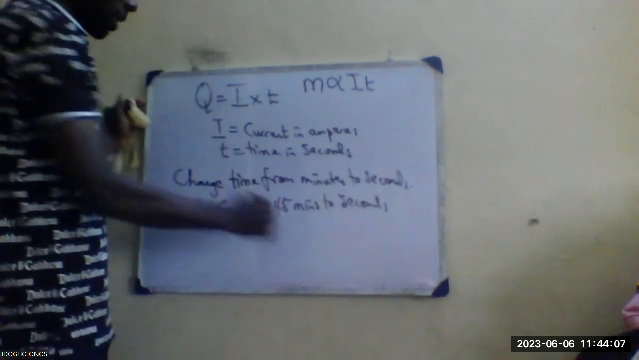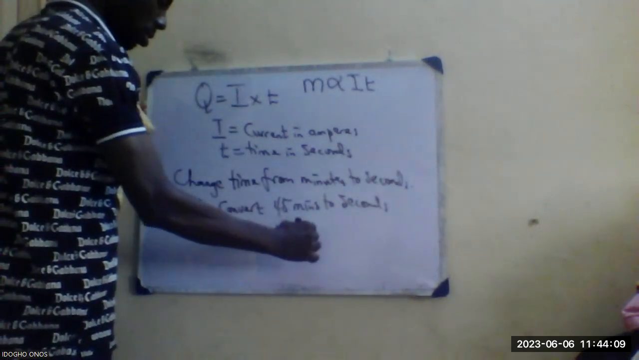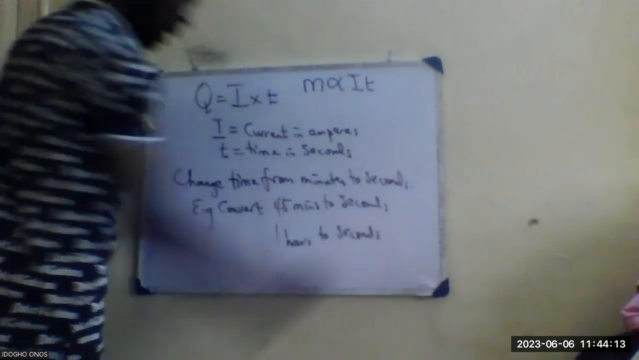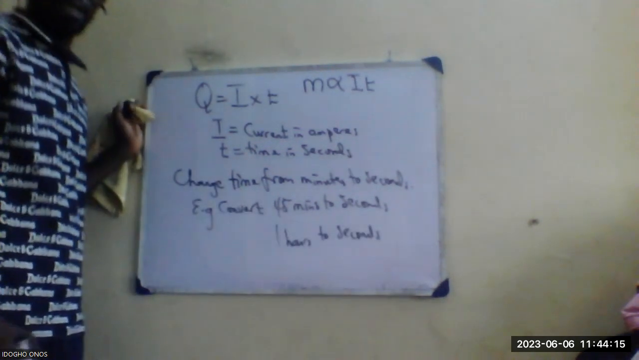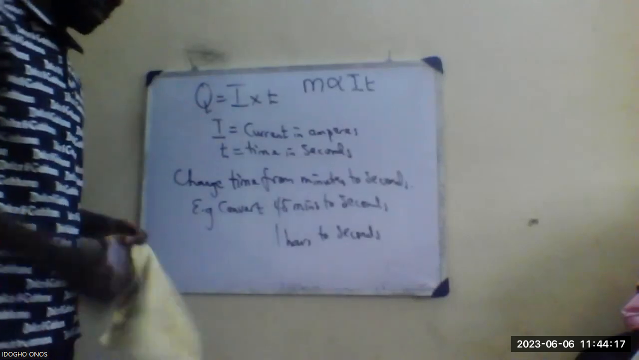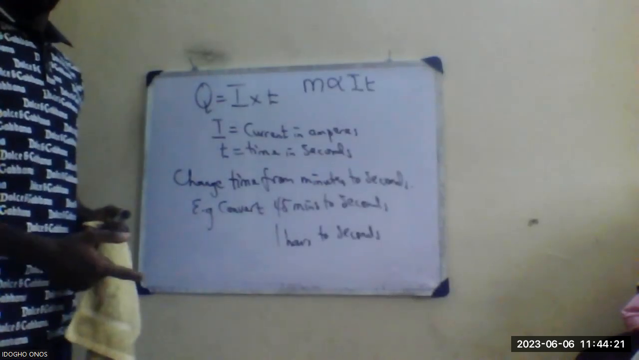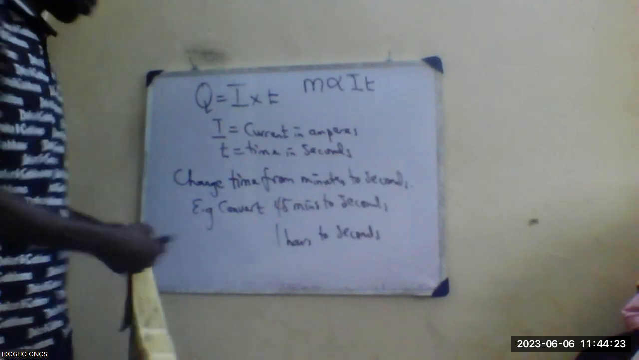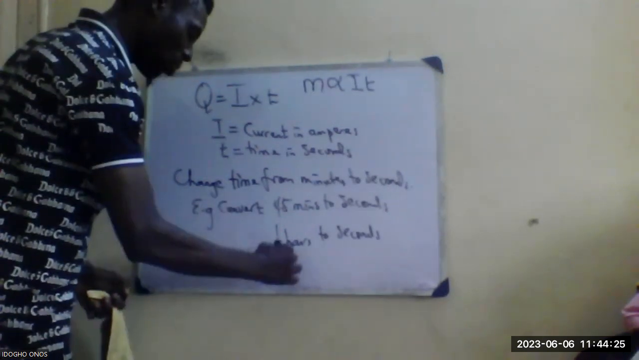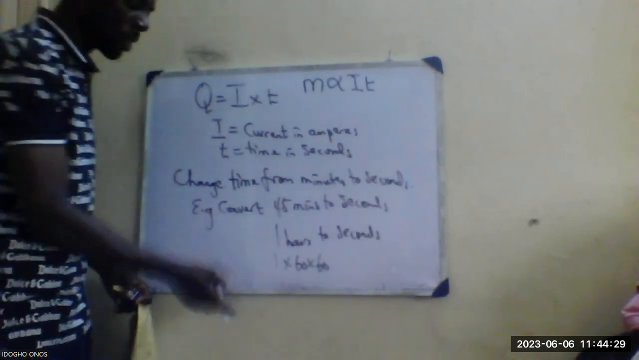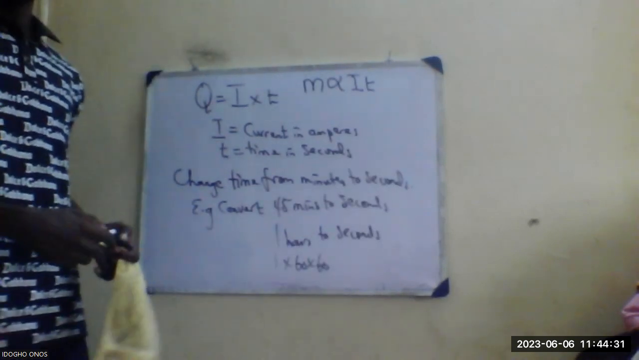So if you are converting hours to seconds, how do we do that? We multiply by 3,600, or by 60 times 60. So 1 hour to seconds will be 1 times 60 times 60. Or you can simply tell them to multiply by 3,600.